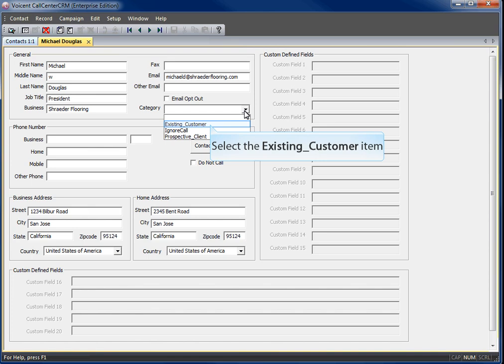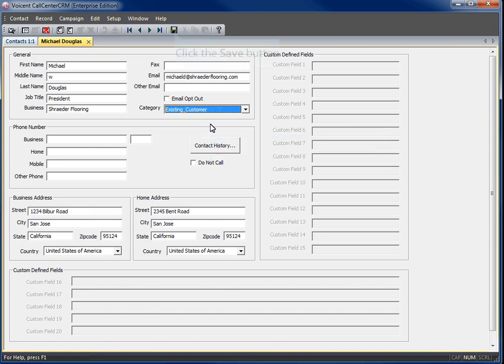The existing customer category allows us to answer this customer's incoming call with a system designed for existing customers.